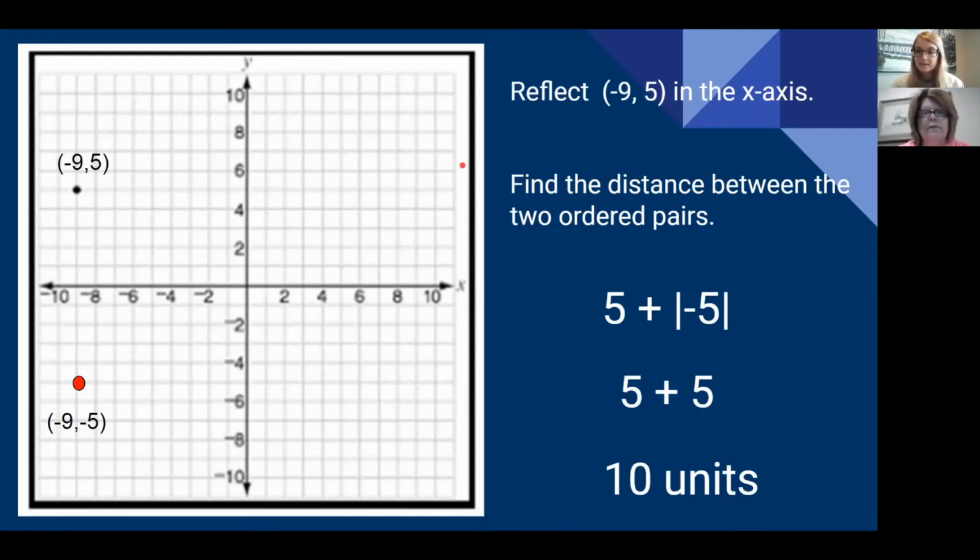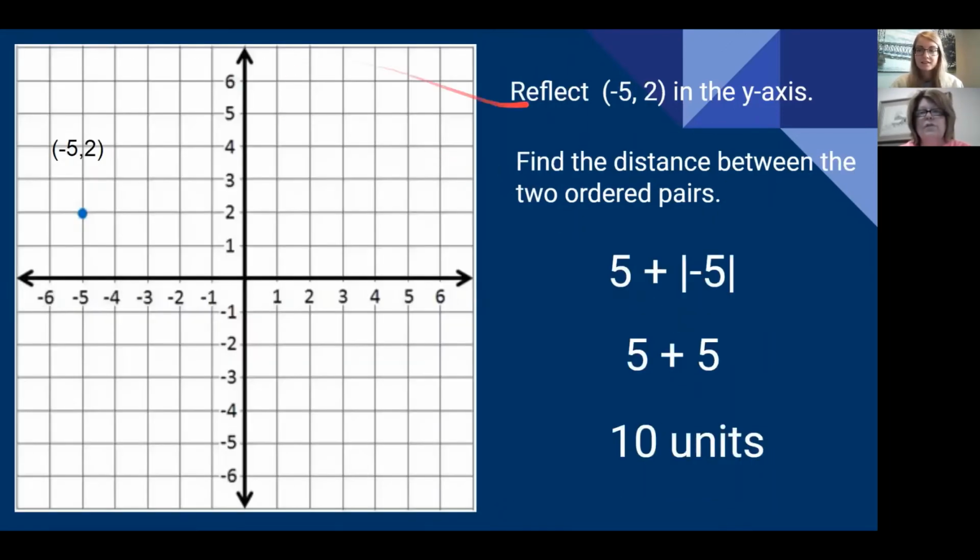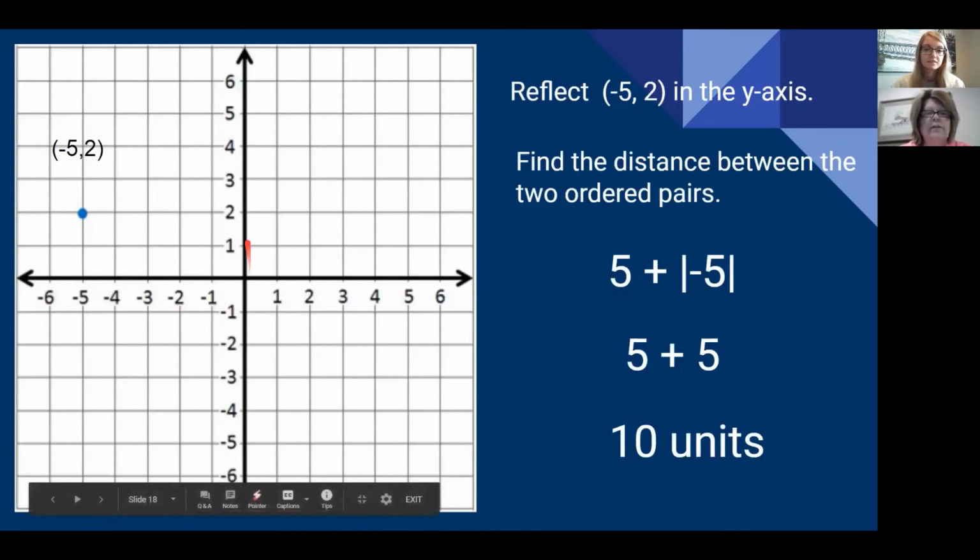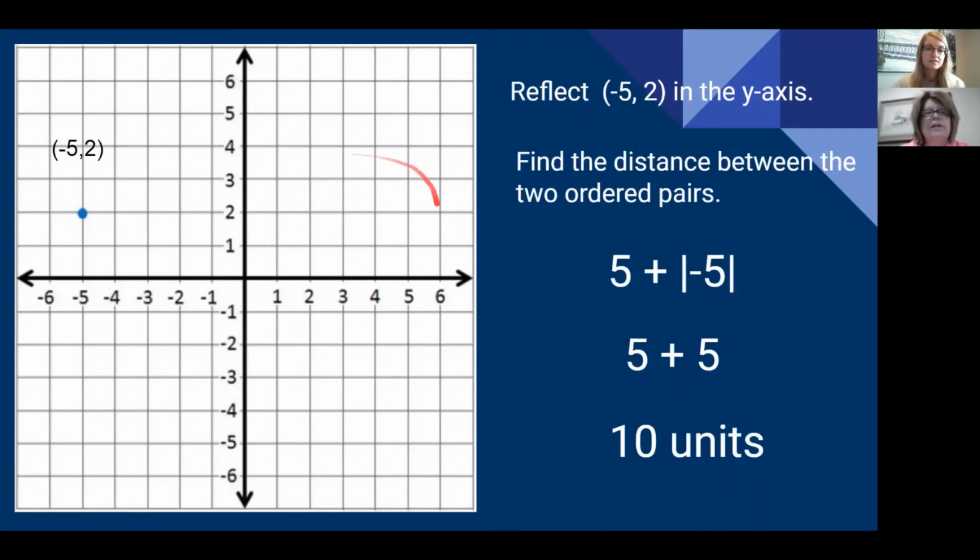Okay, let's try it on this one then. It says reflect -5, 2 on the y-axis. So now, class, we are flipping it over this line. This is our y-axis. So if I flip or fold this paper, this point is going to end up somewhere over here in quadrant 1.